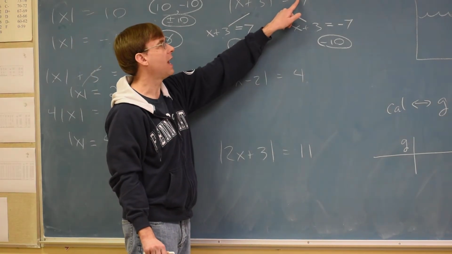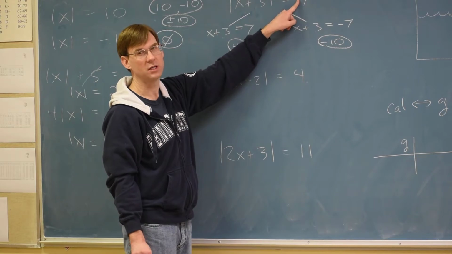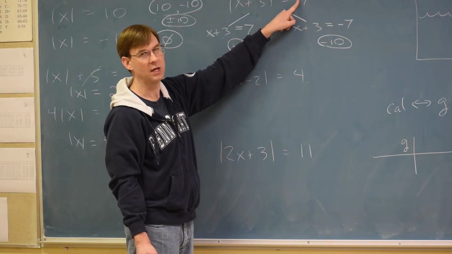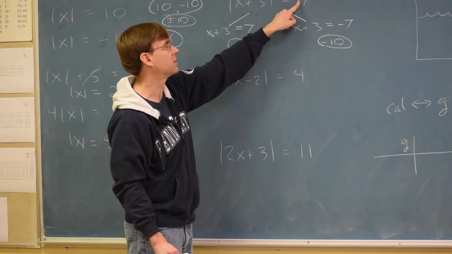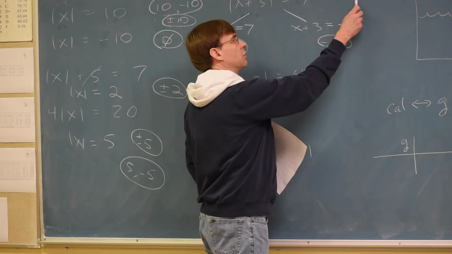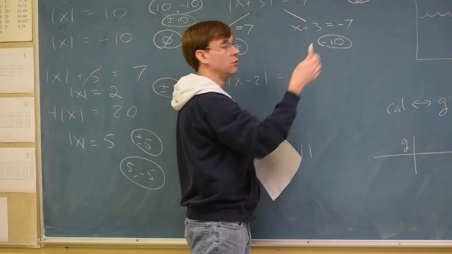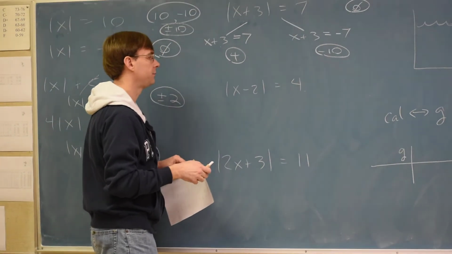If I had thrown a negative right here, you should rejoice because you would just write, I can't do this, and move on. So if this is a negative 7, you would just do the no answer symbol, move on with your day. That's a better deal.